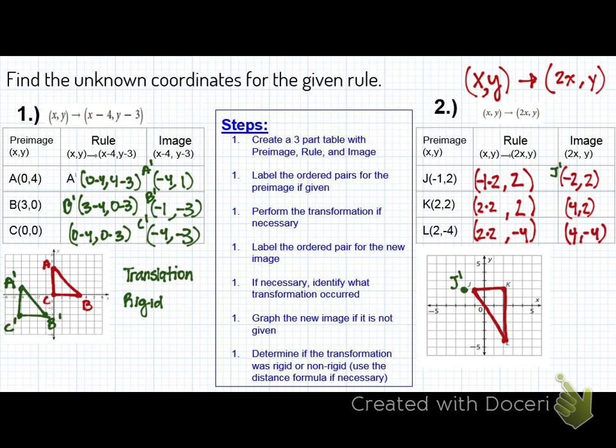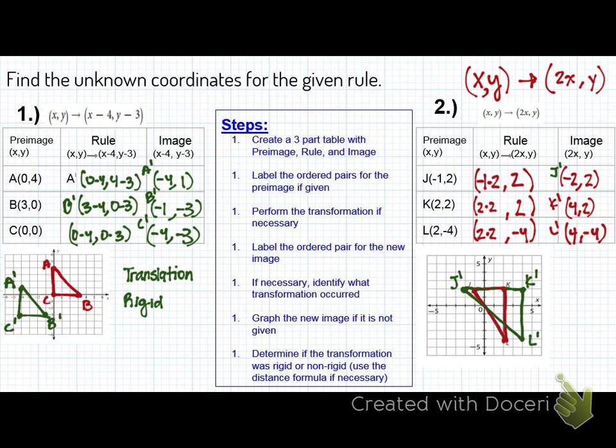Okay, so we got J prime, K prime, and L prime. Okay? So we got -2, 2. That is J prime. K prime is 4, 2. And then we got 4, -4 for our L prime. Okay, look at what happens when I draw my lines between to create my image. What do you notice about the image? What do y'all notice?